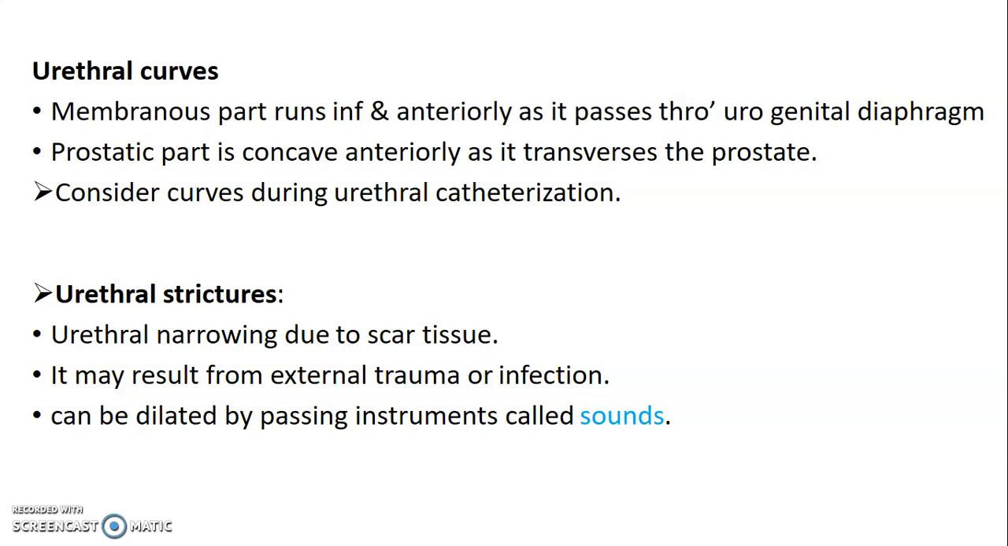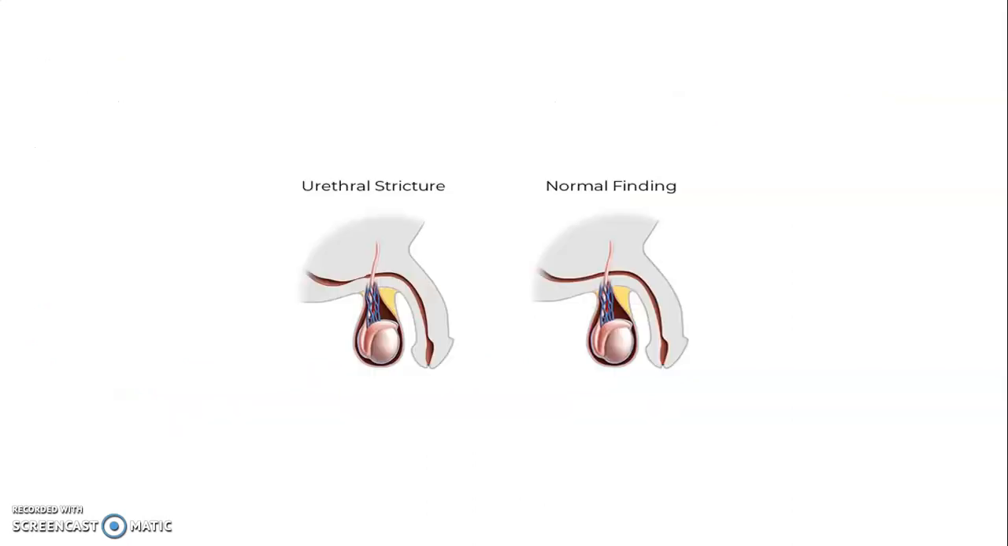Then we have urethral strictures. Strictures are just narrowing within the urethra, and this is due to scarring. Okay, so healing by forming scar tissue, and this is following external trauma or infection. So these are usually dilated by passing instruments, and that's called urethral sounding. So you pass a urethral sound so that you can dilate the narrow portion of the urethra. So if you look at this diagram, you can appreciate that at this portion there is narrowing of the urethra. That's what we call a urethral stricture compared with a normal urethra here.